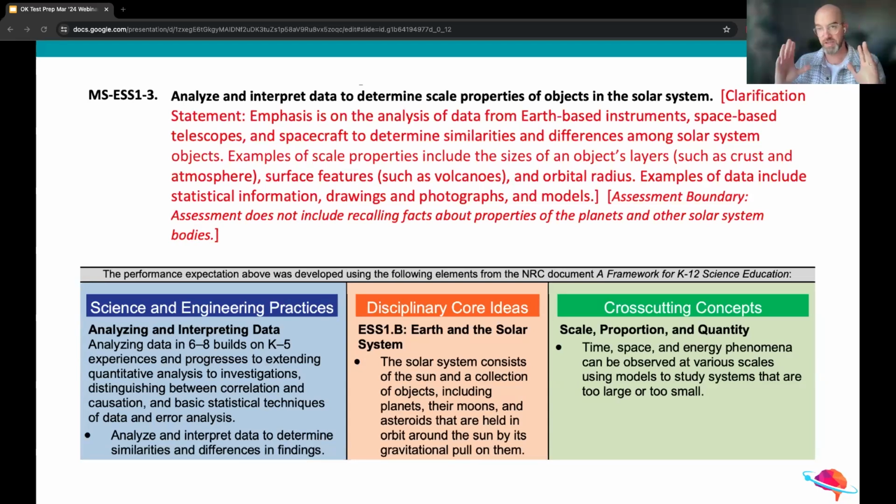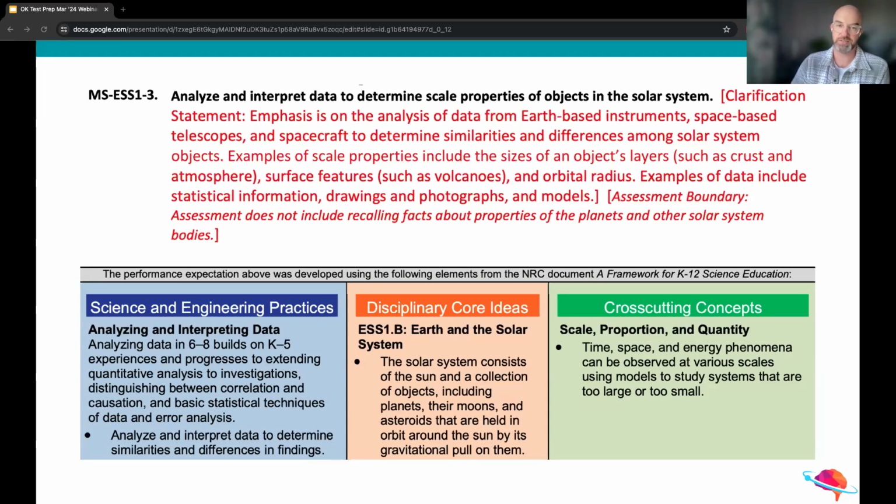And the interesting thing about this standard is that students have to analyze and interpret data to determine scale properties of objects in the solar system. I think one of the most abstract things about the solar system and astronomy in general is that it is very hard to imagine how massive or how large different things are, because all we can see is just a tiny, tiny thing. And so a lot of this standard is focused on giving students lots of opportunities to engage in things that are massive scales, much beyond what they can observe, and providing the models, usually, or data to show those things.